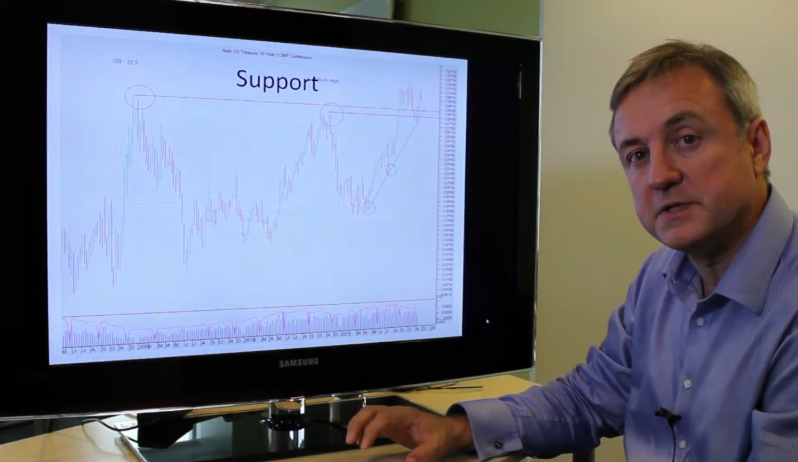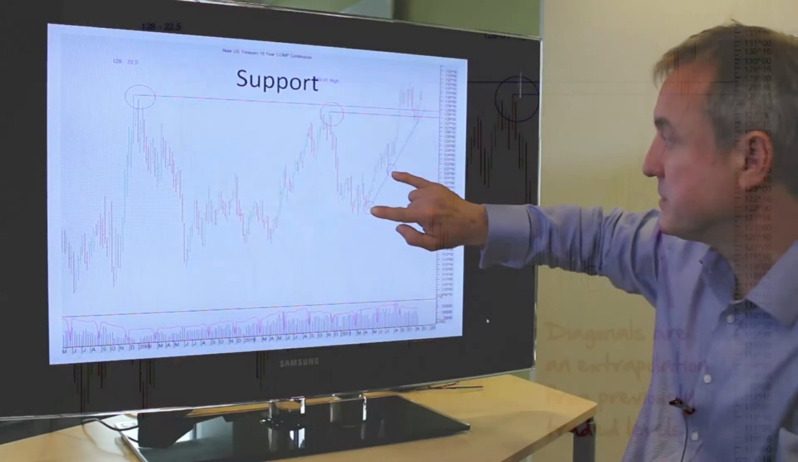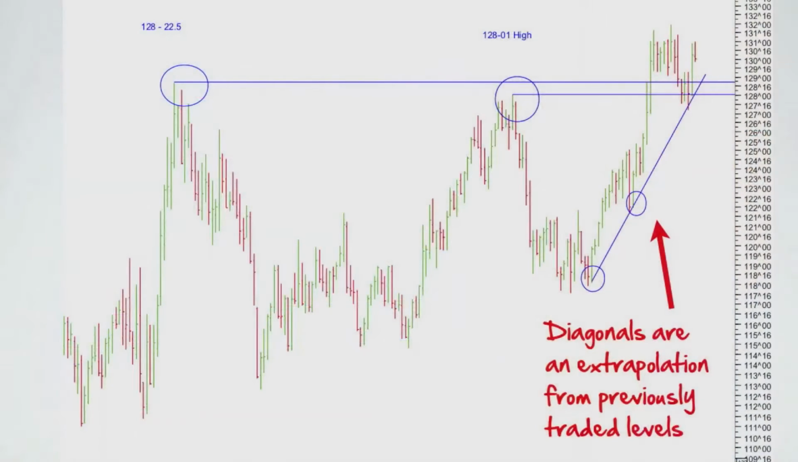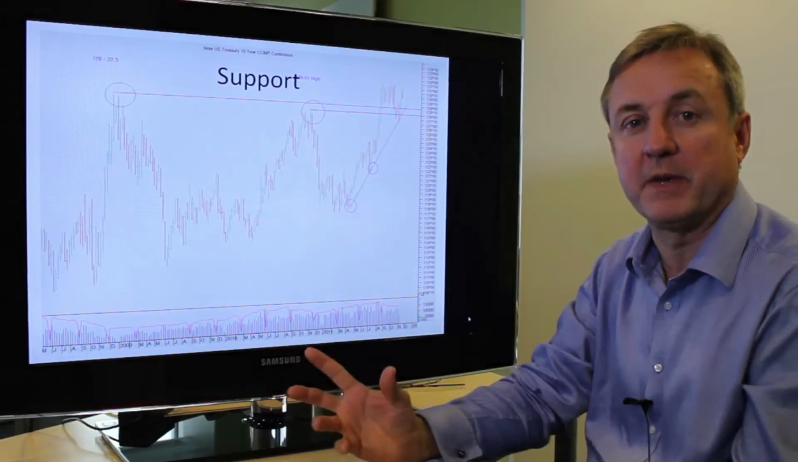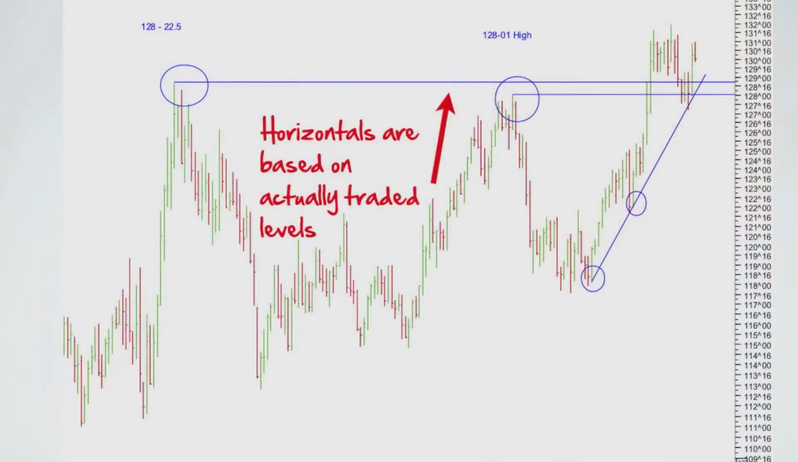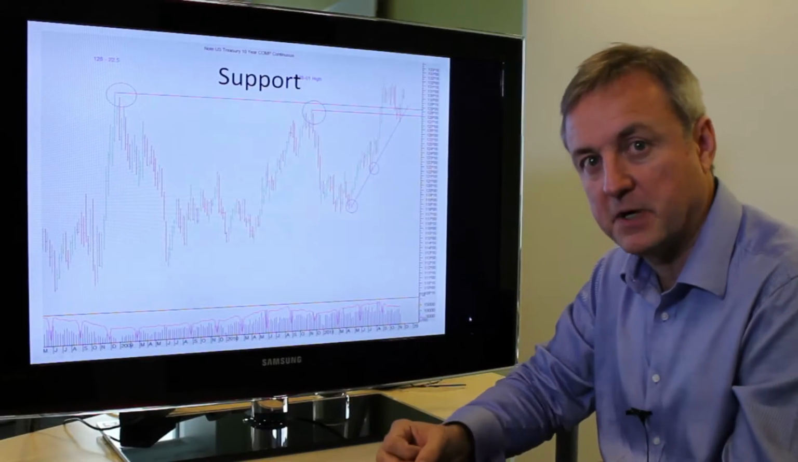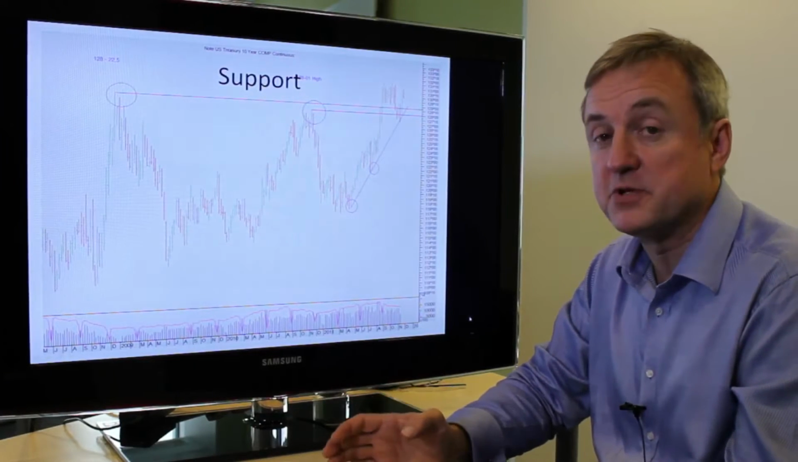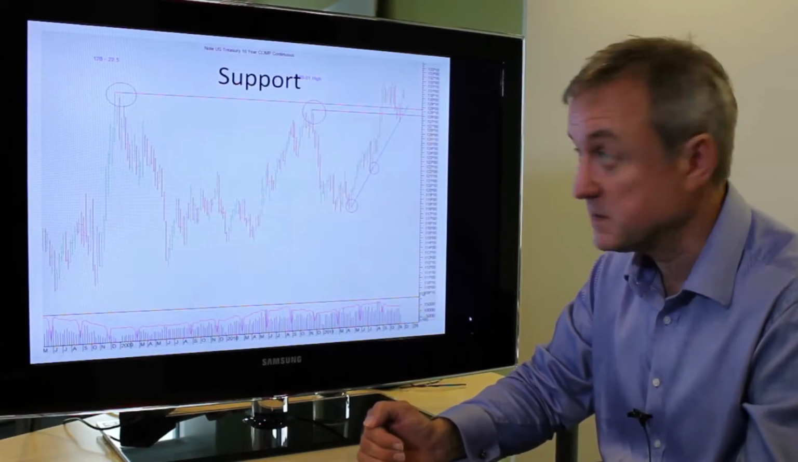Horizontals as supports tend to be more powerful than diagonals, and the reason for that is that diagonal support, trendline support, is an extrapolation from traded levels. Horizontals are actually traded levels. Intuitively that makes sense, doesn't it? The market will find these prior traded levels support in a way that the extrapolation is not quite so powerful. That's a useful proposition to bear in mind when trading, that horizontals matter more than diagonals in terms of support.